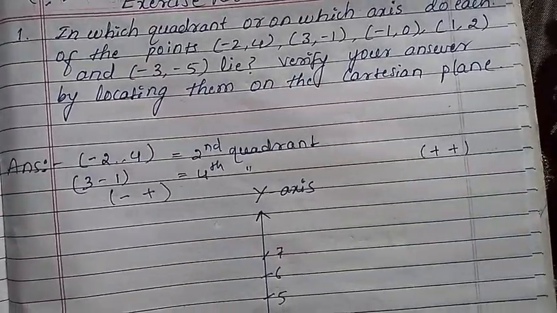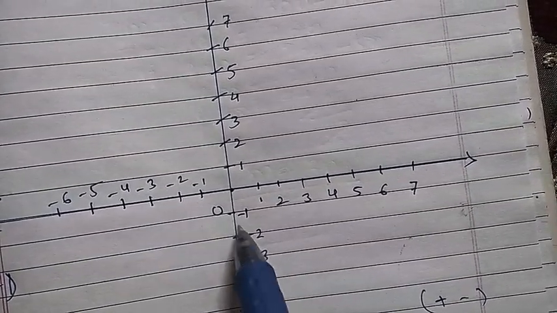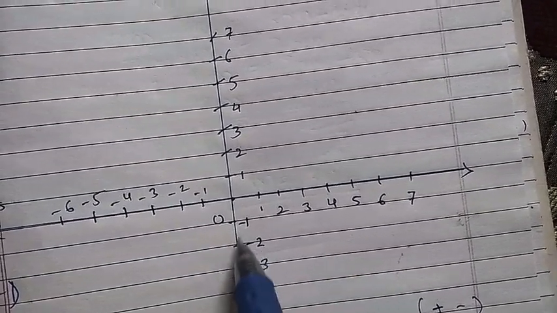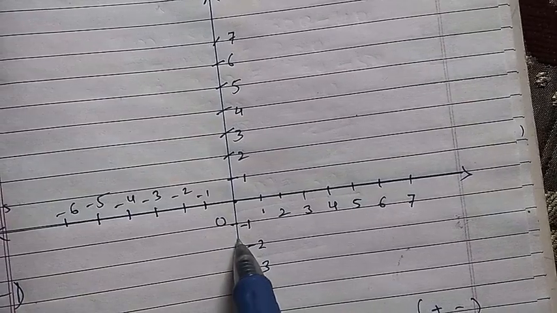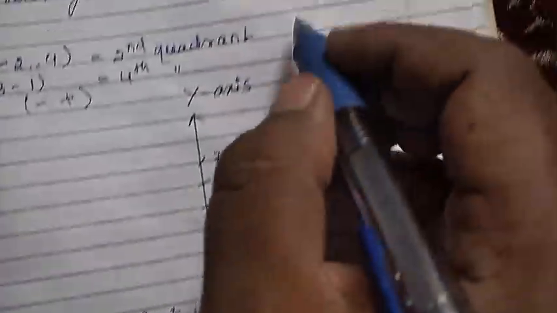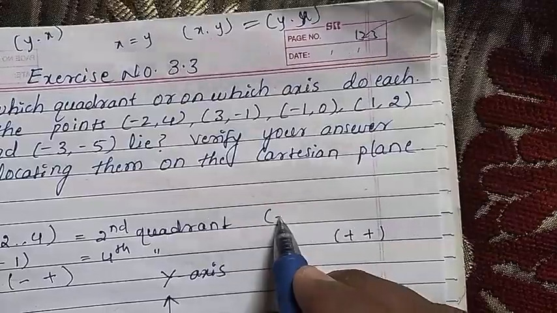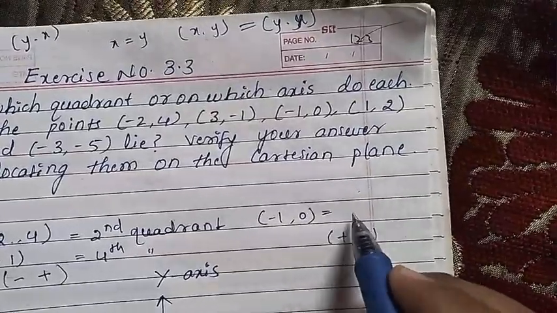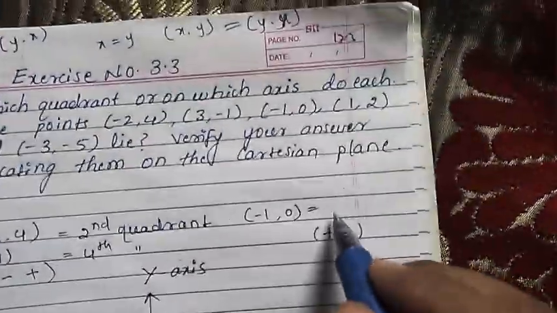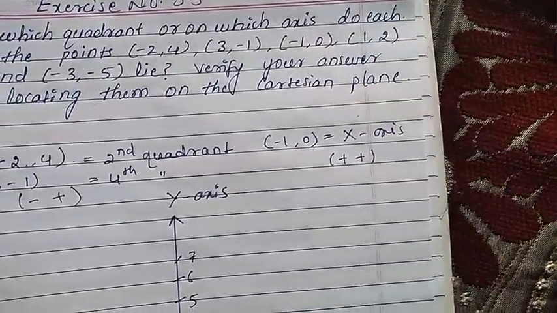Okay, next one is -1 and 0. See here, x is minus 1 and y is how much? 0. Means it is on the x-axis. It is not a quadrant here. Here y is 0. So what can you write here? That is (-1, 0). On which axis? Since y is 0, it lies on the x-axis.